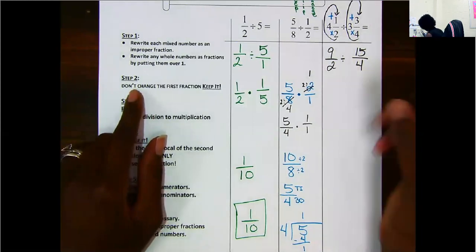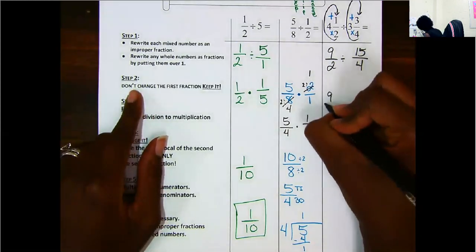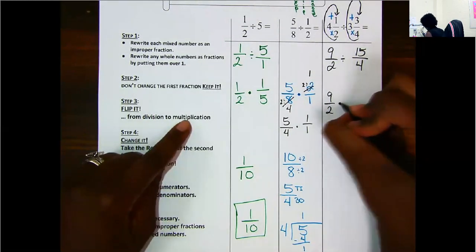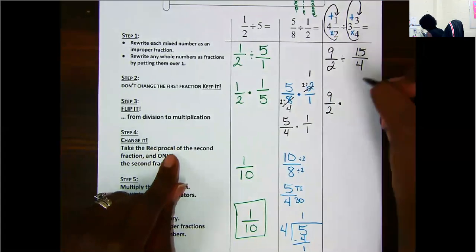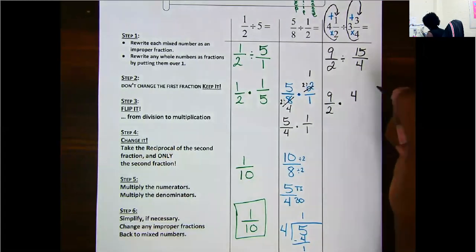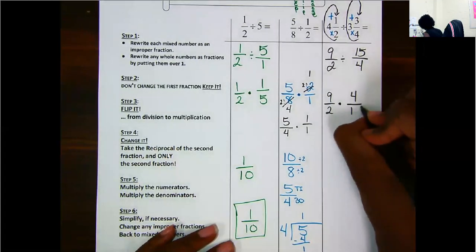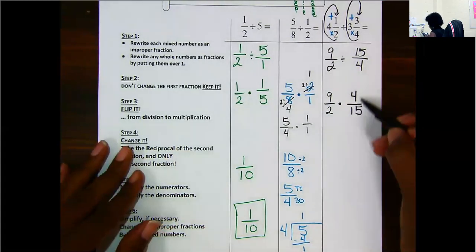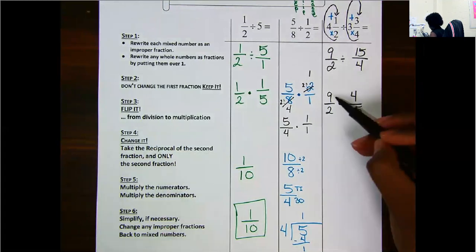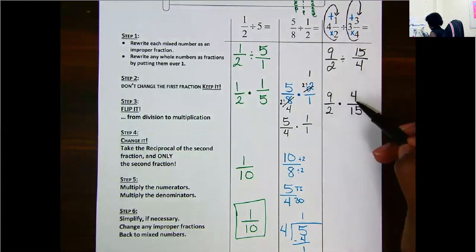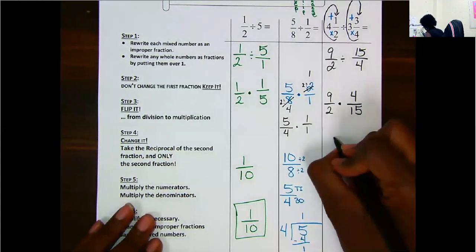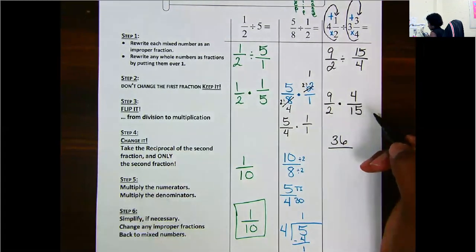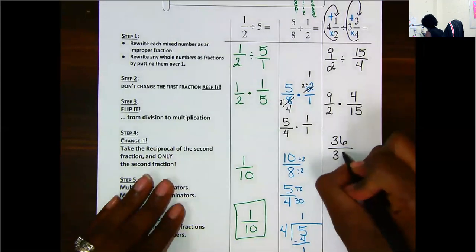Keep the first fraction the same, 9 over 2. Change it from division to multiplication. And then take the reciprocal, excuse me, of the second fraction. Okay. Now I'm going to multiply like normal. 9 times 4 will give me 36. 2 times 15 will give me 30.